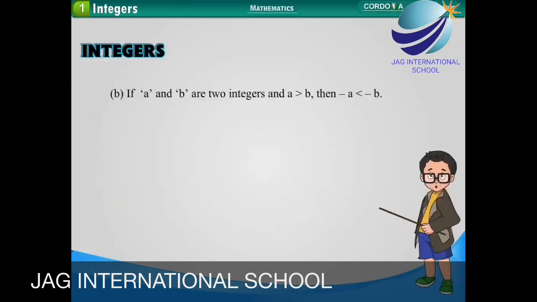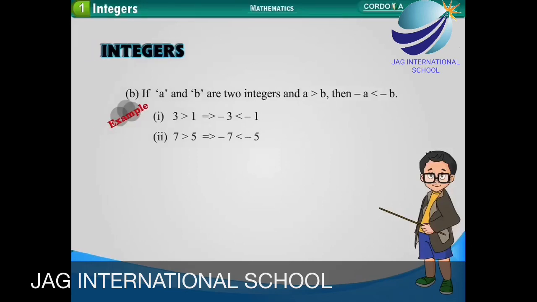If a and b are two integers and a is greater than b, then -a is less than -b. Examples: 3 is greater than 1, this implies -3 is less than -1. 7 is greater than 5, this implies -7 is less than -5.